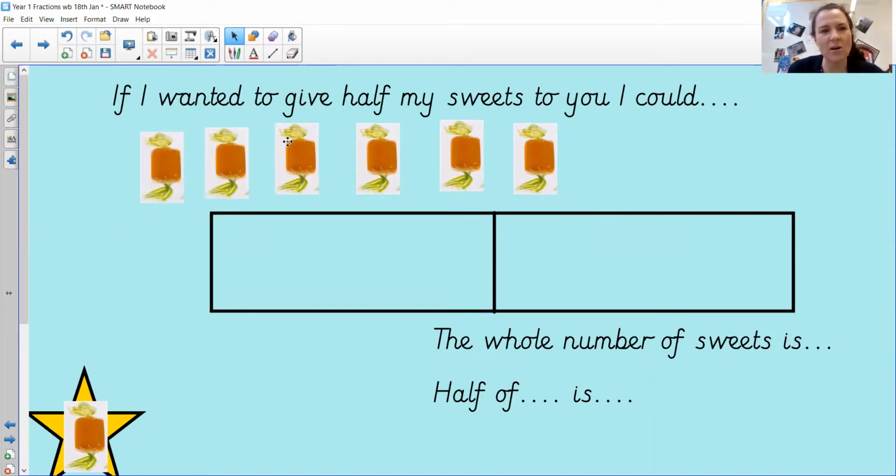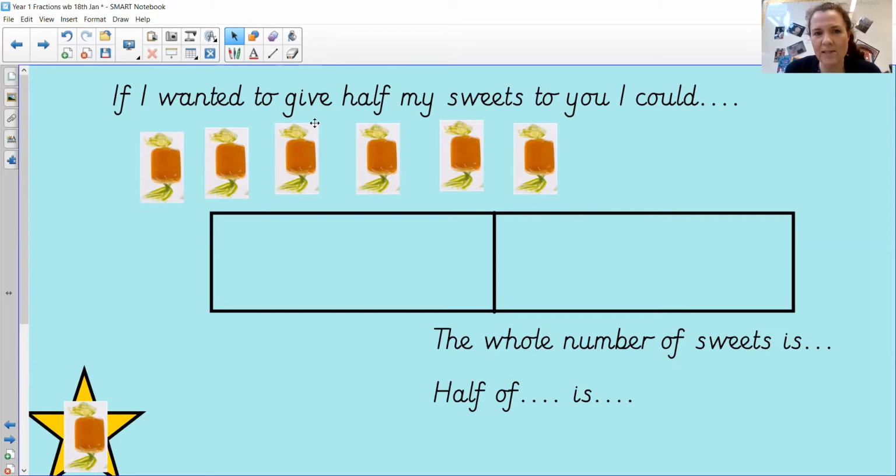So I have now got, what's our whole number of sweeties? Let's count them, shall we? So 1, 2, 3, 4, 5, 6. I've now got 6 sweets. So the whole number of sweets is 6. Can you say that? The whole number of sweets is 6.